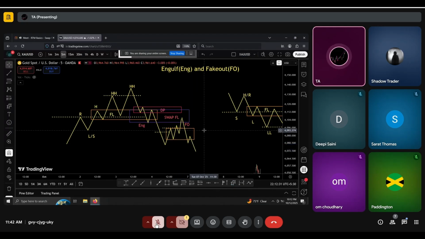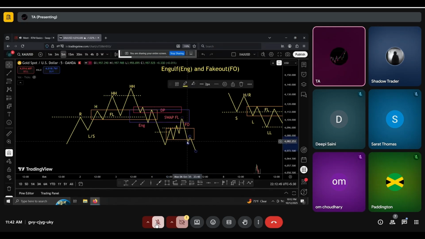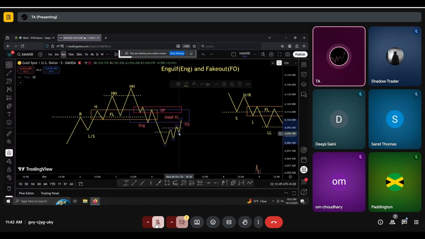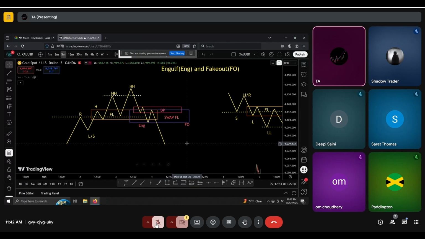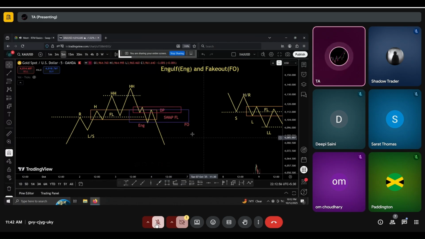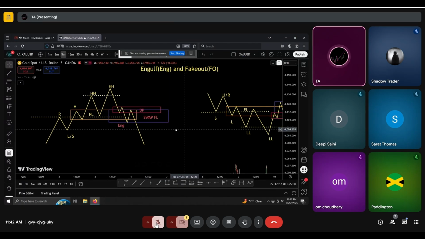Do you see this? Market is fractal. The same thing is happening on higher time frame and lower time frame, same structure. So this is the basic building blocks of market structure, and you should focus on this, right? Any other question? No. Okay, anyone? No question, right? So we have got the idea of this fake out and engulf, right?